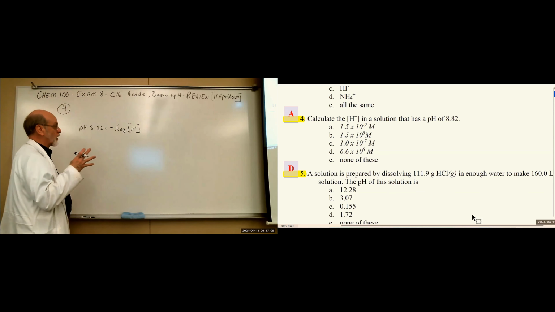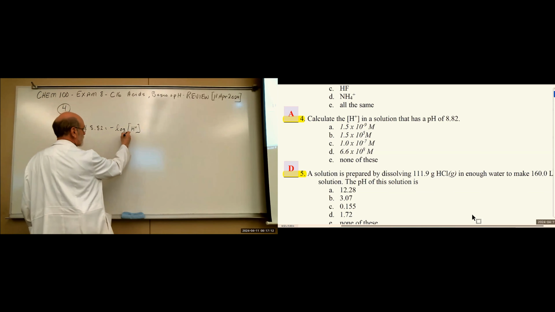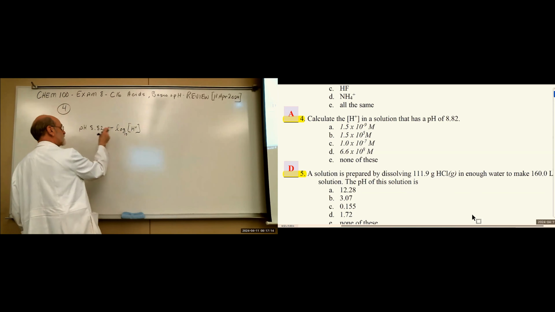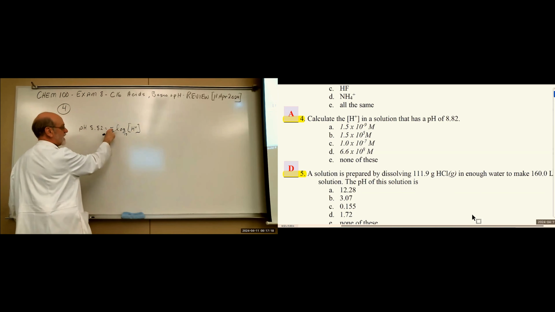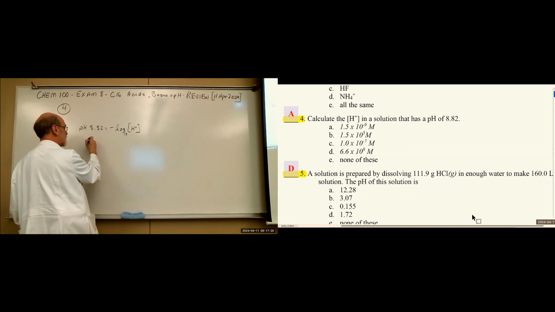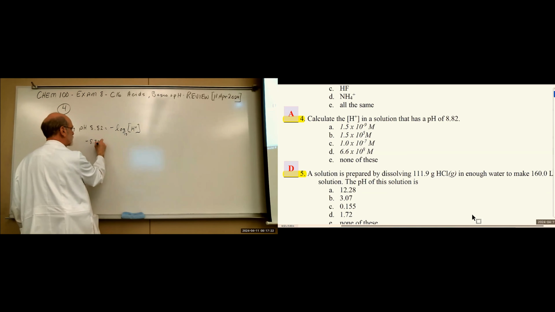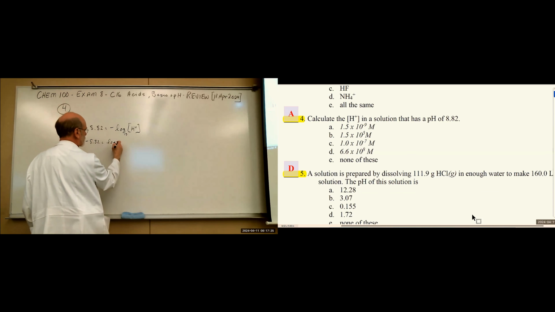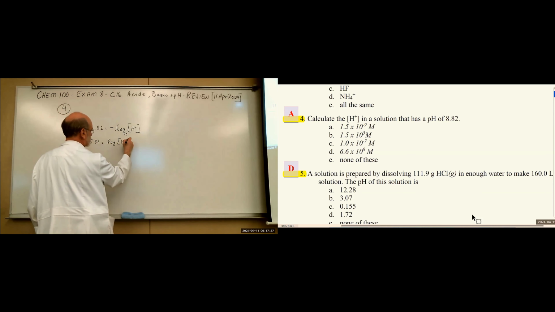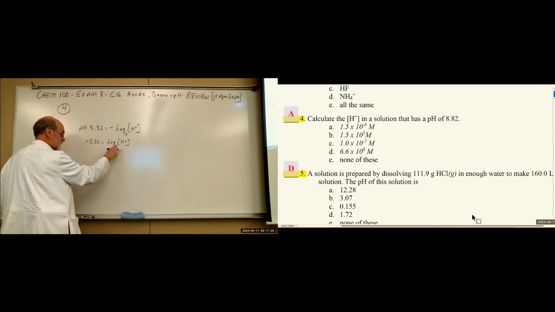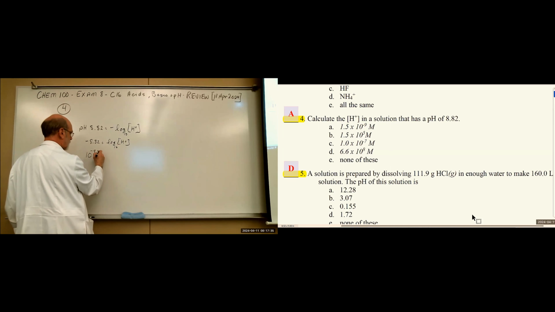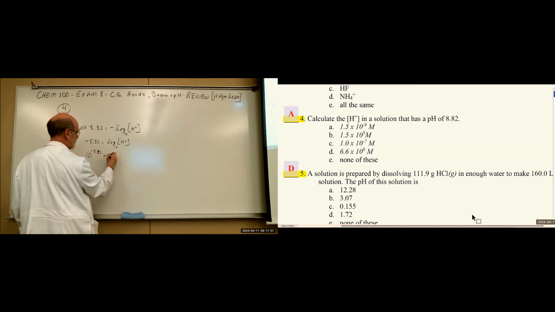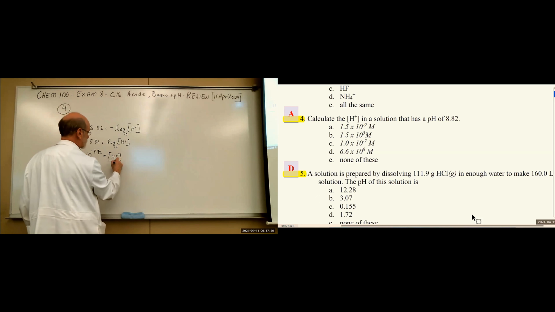How do logarithms work? The base to this power is that number. But we can't have a negative over here. The negative has to move to this side. 8.82 equals log hydrogen ion concentration. So now if we take this value, 10, to that power, 8.82, that will equal the hydrogen ion concentration.